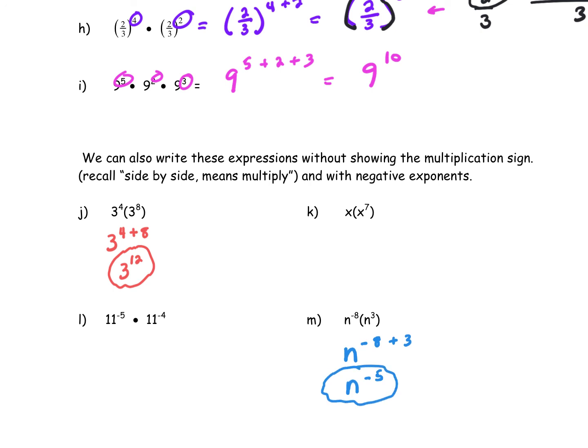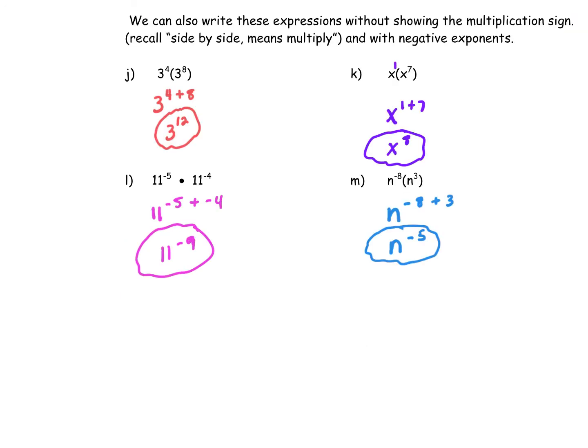So would you please do K and L and then replay the video? All right, and just to recall, if we're not given an exponent, we use a 1, not a 0. So this should be an x to the 8th, final answer. And when we add two negatives, if you recall, it stays negative. And so this should be 11 to the negative 9th power.